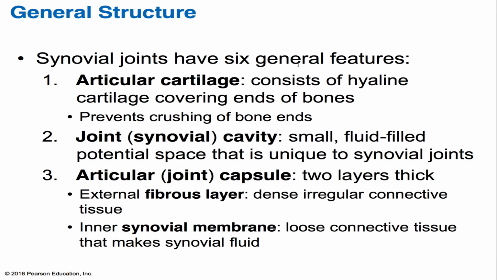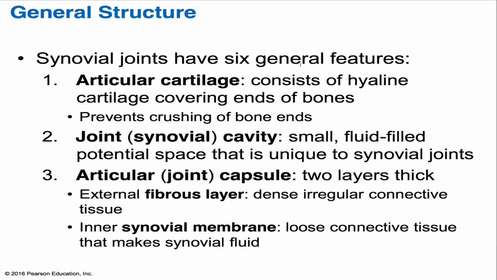A feature that we find unique to synovial joints is the joint cavity. This is just a potential space that contains a small amount of synovial fluid. The joint cavity is enclosed by a double-layered articular capsule, or what we call a joint capsule. The external layer is a tough fibrous capsule made up of dense irregular connective tissue that's continuous with the periostea of the articular bones. What it does is help strengthen the joint so the bones aren't pulled apart.